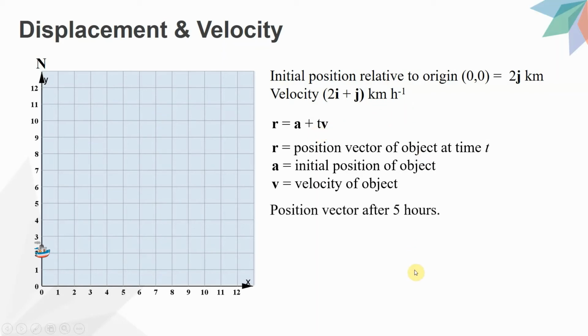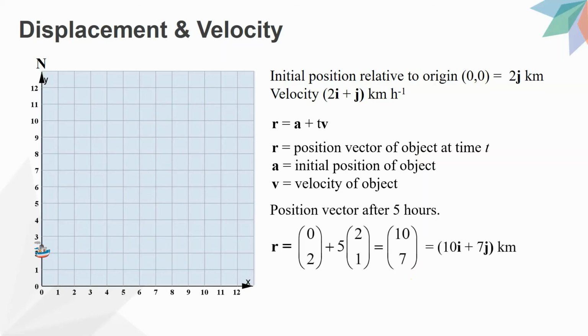So let's find the position vector after 5 hours. Let's substitute into the formula, and we do some simple expanding and addition, and we'll get the position vector after 5 hours, which is 10i plus 7j.